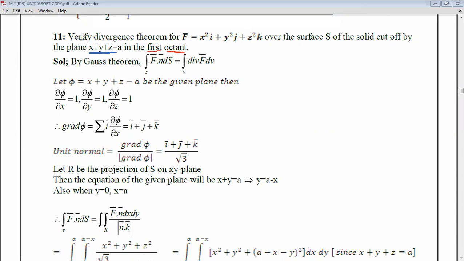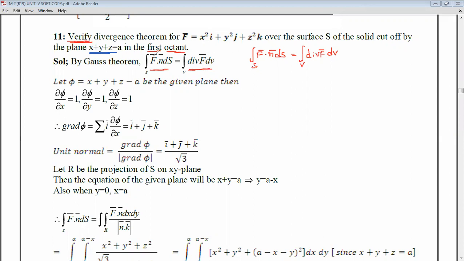And here they clearly mentioned verify. It means what you need to do is calculate the integral of f bar dot n bar ds over the surface S, and separately calculate the integral of divergence f bar dv over the volume V. So first we need to find f bar dot n bar ds and next divergence f bar. So don't write by Gauss theorem. We need to prove this one. So we are not using this, we are just going to prove this.